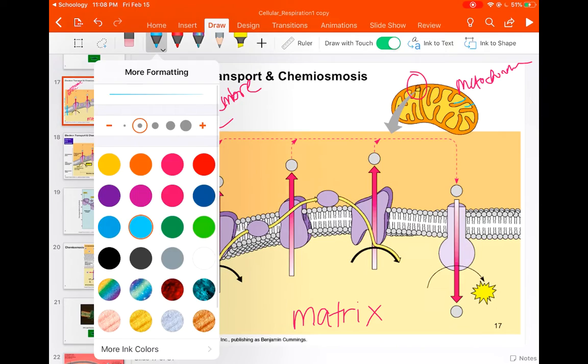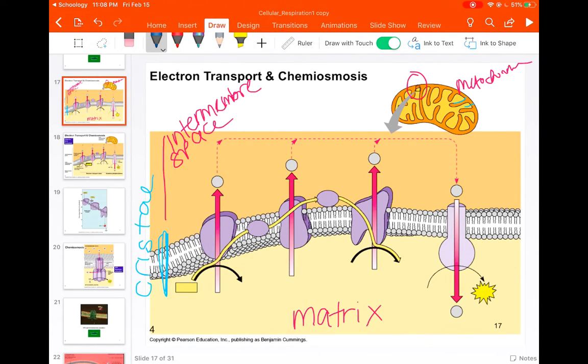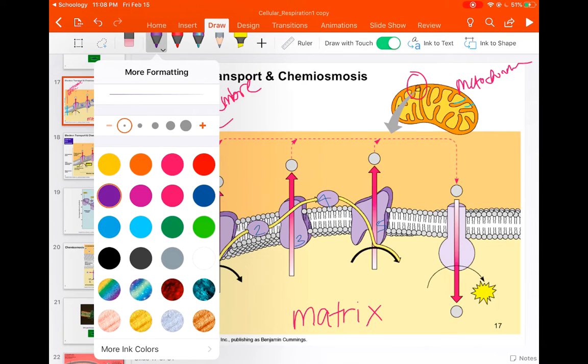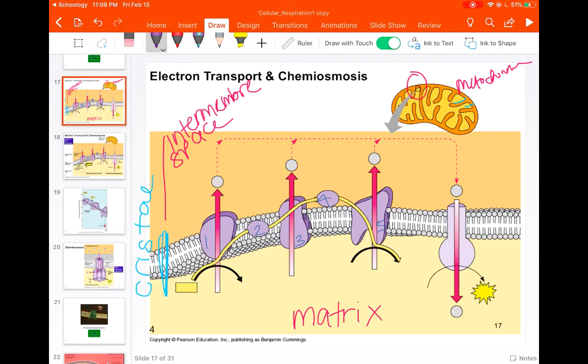So let's go ahead and label the proteins that make up our electron transfer chain. So all of these purple structures, 1, 2, 3, 4, 5. These 5 proteins are part of your electron transfer chain. So I'm going to go ahead and put an arrow right here for you guys. This is your ETC.